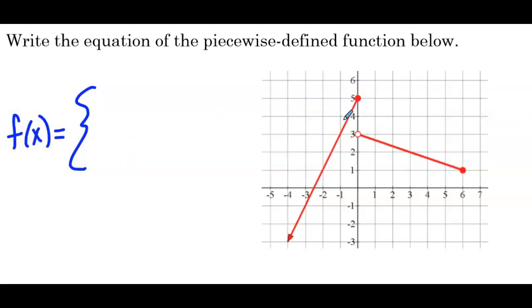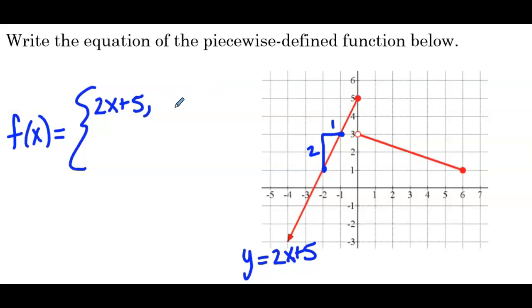Okay, so the first piece, we can write that in slope-intercept form because we know the y-intercept is 5. And we know the slope, if I look at the slope, we'd go up 2 to the right 1. So the equation of this line would be y equals 2x plus 5. I don't want y equals, I have that f of x here, so I'm going to write 2x plus 5, and then I need to state the restricted domain that this is graphed on.